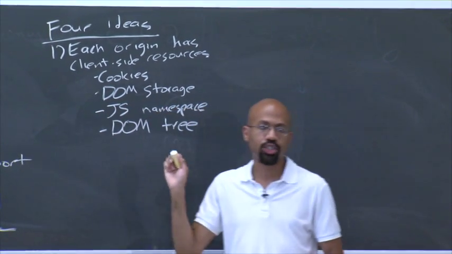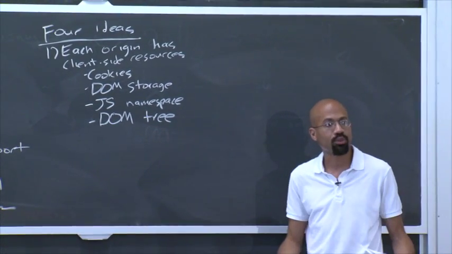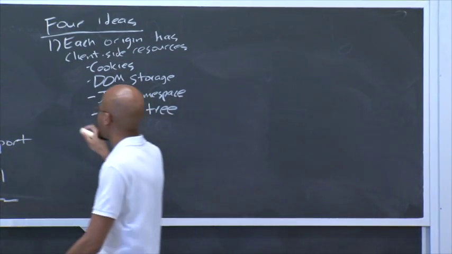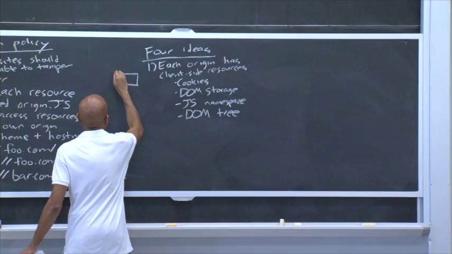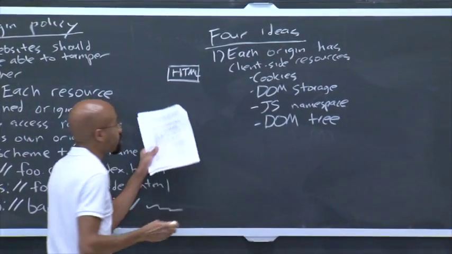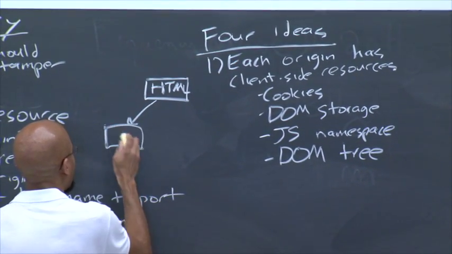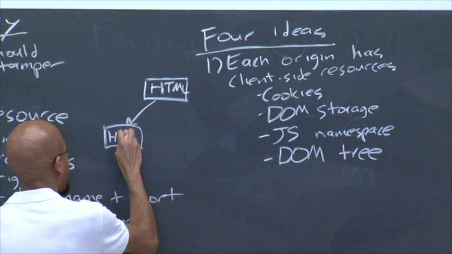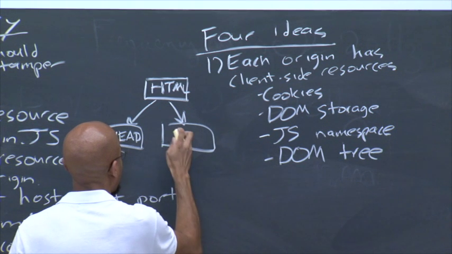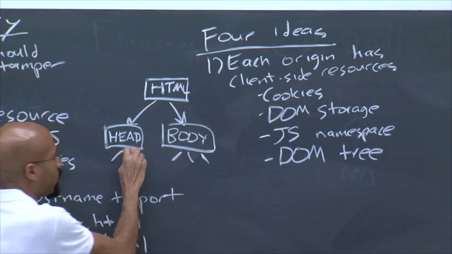So DOM is short for Document Object Model. And the DOM tree is essentially a JavaScript reflection of the HTML in a page. So you can imagine that the DOM tree has a node for the topmost HTML node in the HTML, and then it's going to have a node for the head tag. Then it's going to have a node for the body tag, right? So on and so forth.